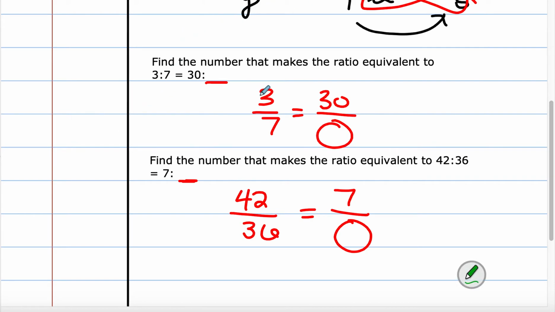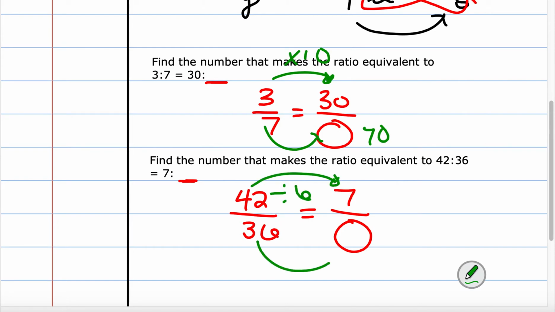All right, these are also using factor of change, times 10, which would be 70. This one we're actually starting here, we're dividing by 6, so divide by 6 would give me 6.